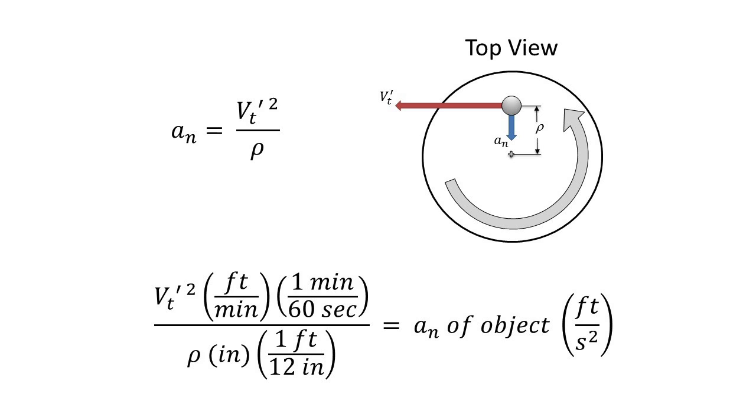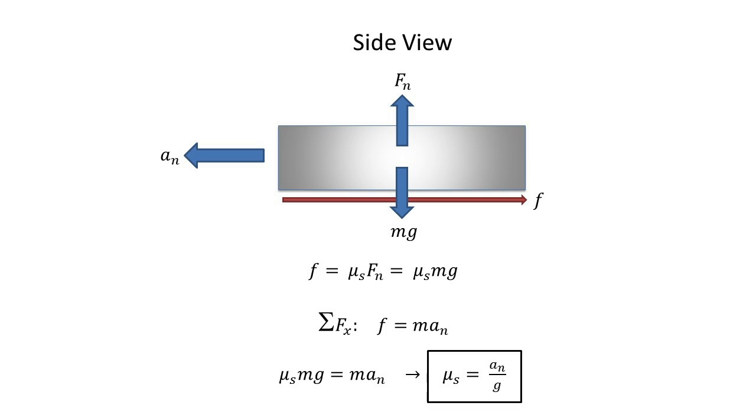After finding the object's velocity, the normal acceleration can then be calculated using the equation a_N equals v_T squared over rho, where rho is the object's distance from the center. Drawing a free body diagram of our object and doing a summation of forces in the x direction reveals how the coefficient of static friction and normal acceleration are related.